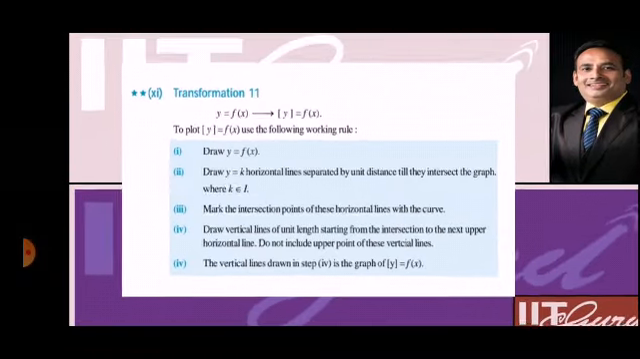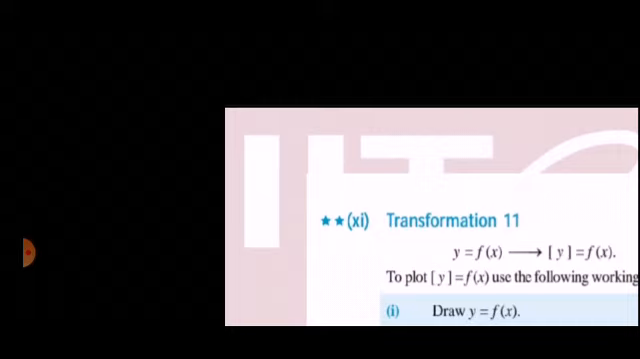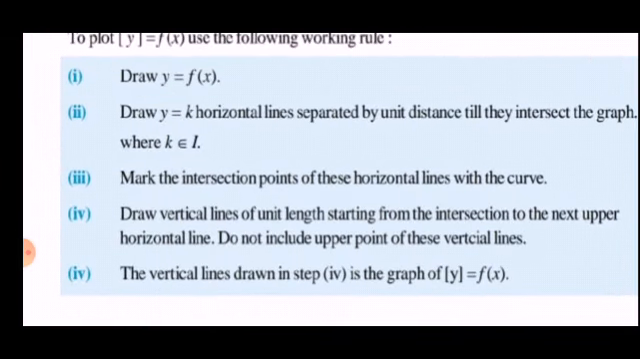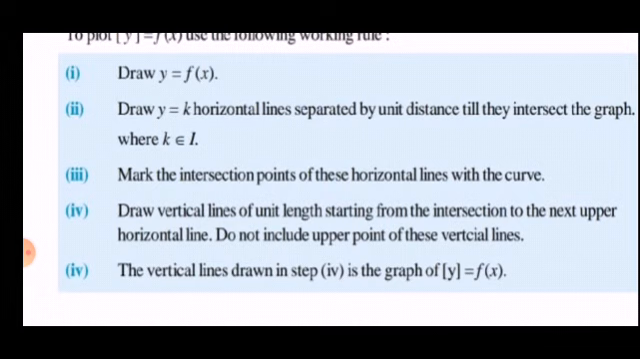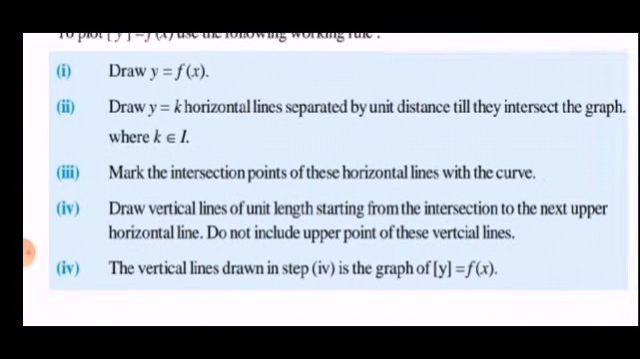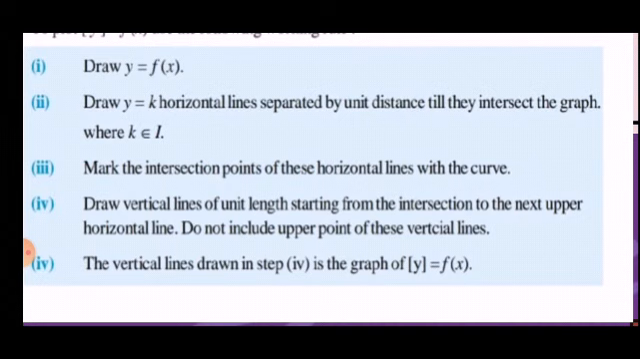Let me once again revise the fourth step, that is very important over here. In the third step, wherever you are marking the points, mark the intersection points of these horizontal lines with the curve. Wherever you are marking the intersecting points, you have to notice that, unlike the f of gix type of graph, here in the gi y equal to fx graph you have to draw a vertical line of unit length, starting from the intersection of the next upper horizontal line. Do not include the upper point.